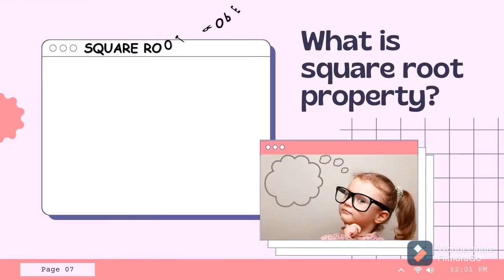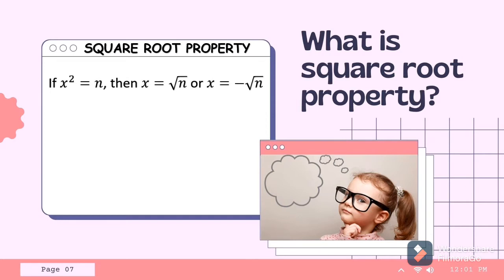What is the square root property? Square root property: if x squared is equal to n, then x is equal to the square root of n or x is equal to negative square root of n. X squared is called the quadratic term and n is called the constant term. In square root property, mapapansin ninyo na wala tayong linear term. Ang meron lang tayo dito ay quadratic term at constant term.